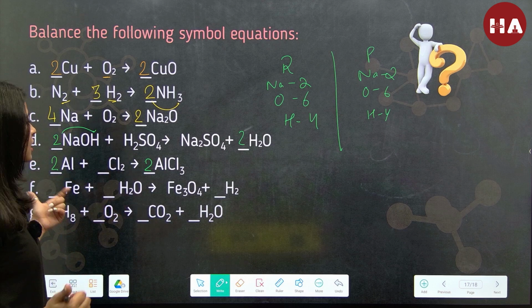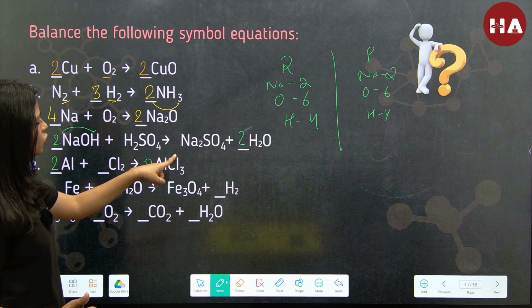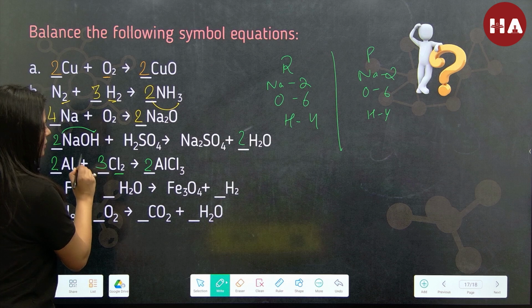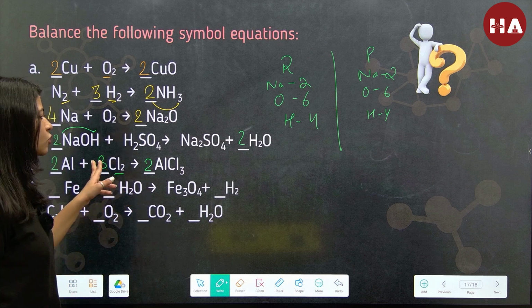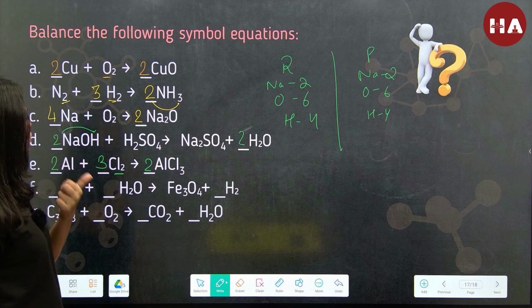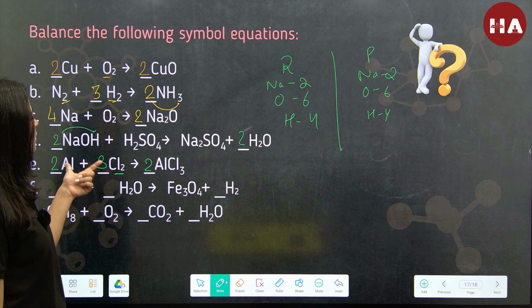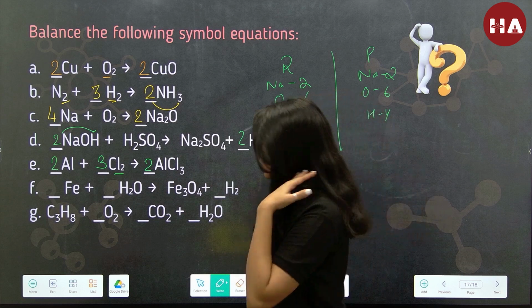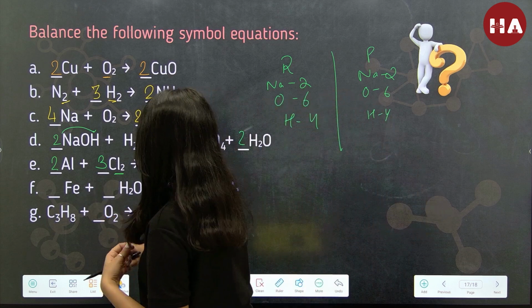Aluminium is now balanced. Let's talk about Cl. So 2 times 3 is 6. To make this Cl2 6, I will simply add 3 over here. Right, so 3 times 2 is also 6. So now aluminium is 2 in number, both in reactant and product side, and chlorine atoms are 6 in number, both in reactant and product side. Now let's move on to your next reaction.